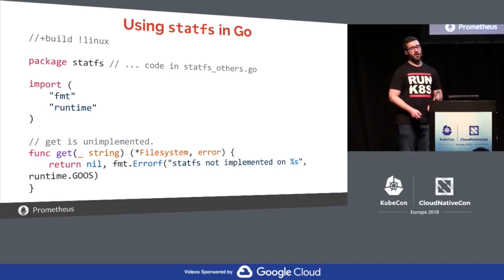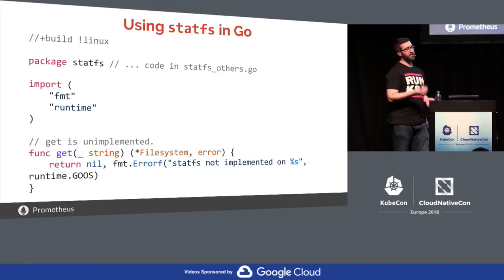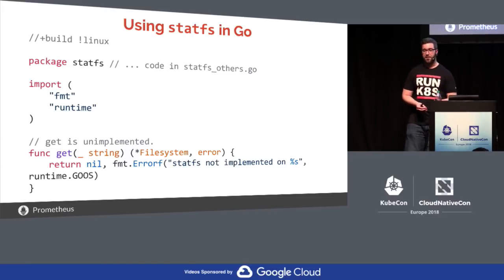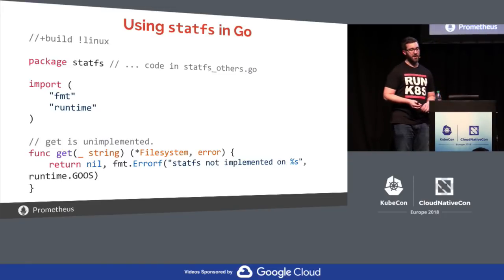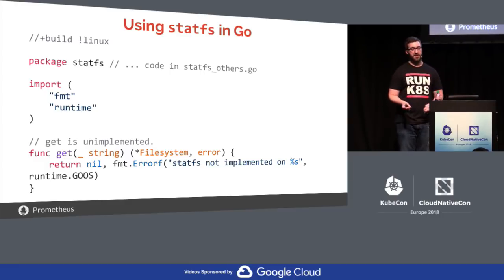So next up, we're going to talk about code that's not on Linux. We have this file, statfs_others.go, and at the top we have a build tag that says, for every operating system that is not Linux, build this code. And here, we're just going to leave the function get unimplemented. Perhaps there are similar APIs for other platforms, but for the time being, leaving it unimplemented is fine. And I typically like to return an error that says something like, this is not implemented on your current platform, such as Windows, Darwin, etc.